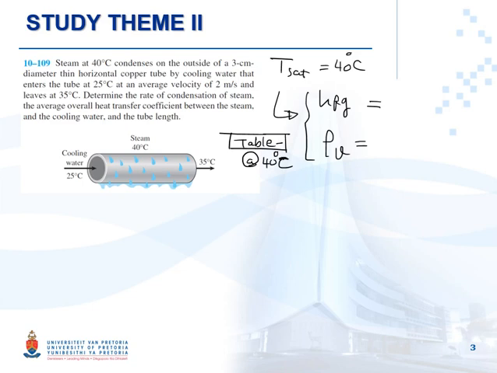If you went through the test 1 memo, you realize that the table number or picture number, wherever you get information from, is important. HFG, if we go to the table, the value will be 10 to the power of 3 kilojoules per kilogram, and rho V is 0.05 kg per cubic meter. Okay, so that's fine.